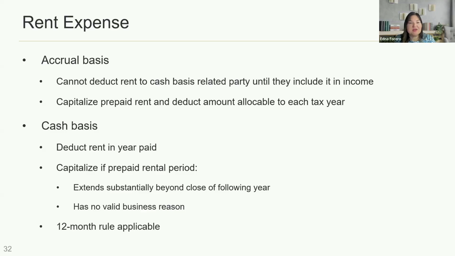For cash basis taxpayers, we're going to deduct rent in the year that it's paid and capitalize if the prepaid rental period extends beyond the close of the following year. So looking at that 12-month rule again, and then making sure that there's not any valid reasons under a business to not capitalize that. All right.